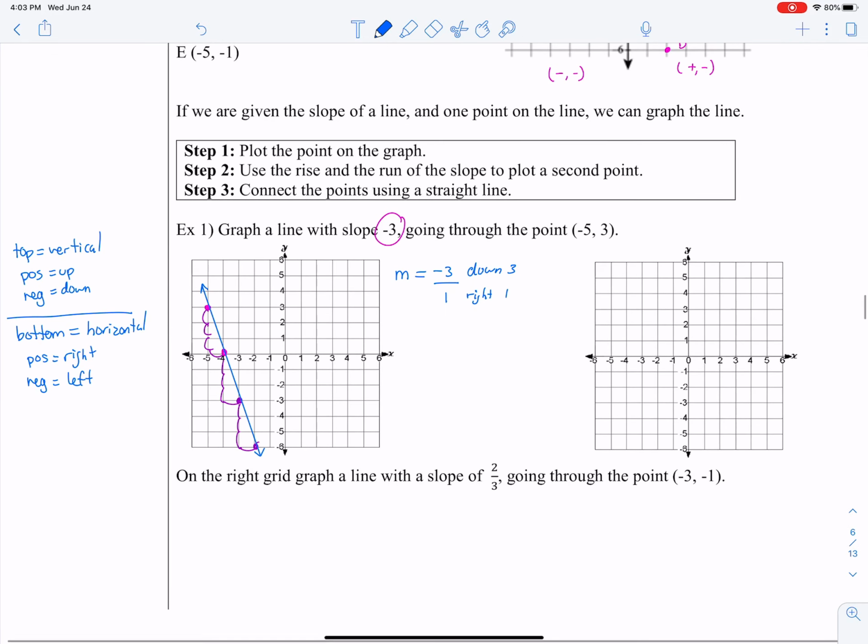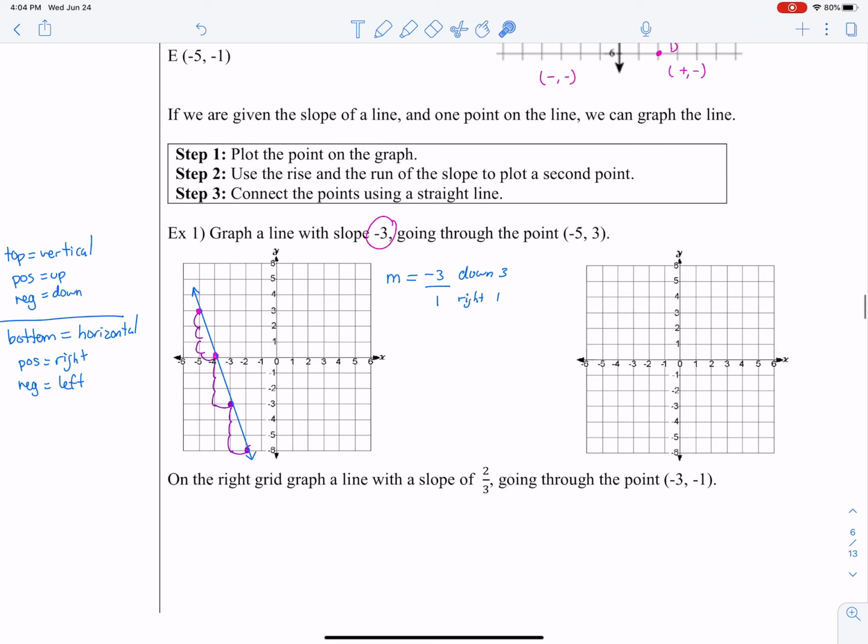Okay, so that's the first one. This one says, on the right grid, graph a line with a slope of 2/3 going through point -3, -1. So this is going to be our start, just the same as up here. That was our starting point. So we're going to start with -3, -1 and graph that first. We go to -3, and then down to -1. So right here, -3, -1, that's our start.